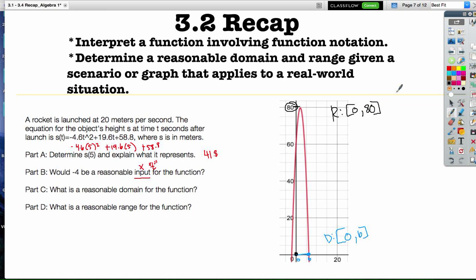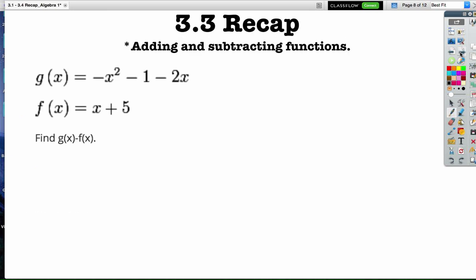So it's about thinking about what is this actually representing? Can it be negative? Can it be decimals? How far does it go? And interpreting what's a reasonable domain and range. And then that was the end of our 3.2 lesson.